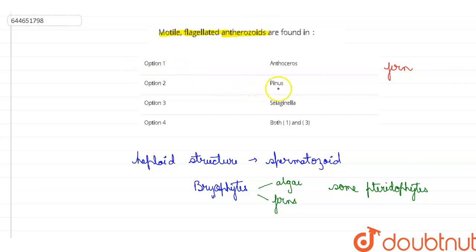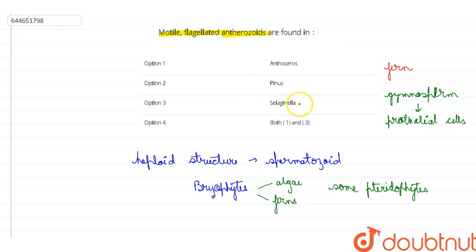Now if you talk about the second one, which is Pinus. Pinus is a gymnosperm, and gymnosperms have prothallial cells in them. So they don't have these antherozoids in them. So this option is incorrect.